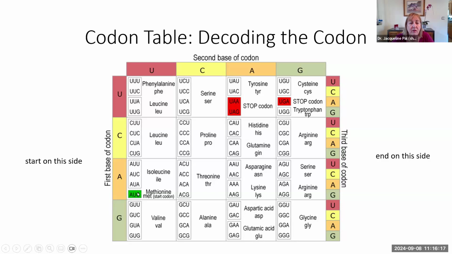Methionine is only coded for by AUG. Tryptophan is only coded for by UGG. And yet leucine, you'd go, oh, that's coded for by 4. In fact, leucine is coded for by 6 different combinations. Serine has 4, proline has 4, threonine has 4, valine has 4, alanine has 4, glycine has 4, and quite a few of them have 2. So there's a lot of duplicity here.